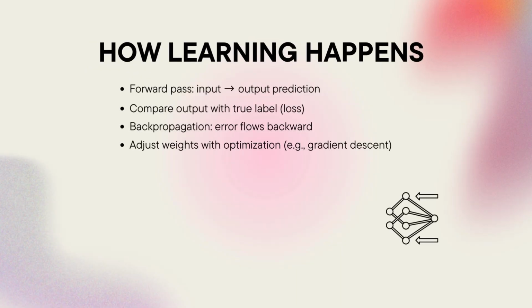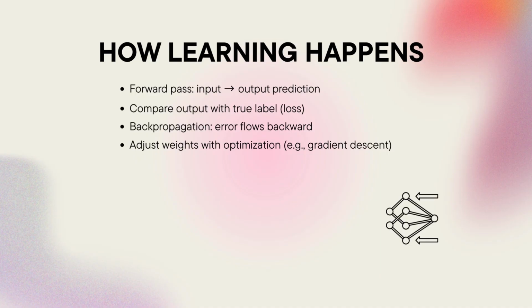Training a neural network follows a cycle made up of two main phases: the forward pass and the backward pass. In the forward pass, data flows through the network from the input layer to the output layer. The network produces a prediction, which is then compared to the correct answer using a loss function. This tells us how far off the prediction is, the error.